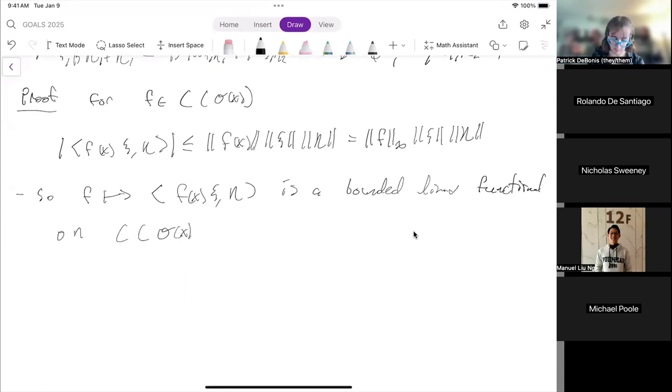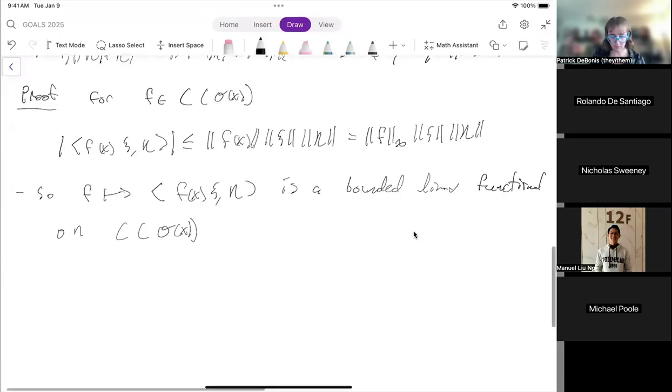On continuous functions of the spectrum of this element. And so, because it's a bounded linear functional, we get to use the Riesz representation theorem. There are so many versions of it. We'll actually use multiple versions of it today, but this is the one in the notes.